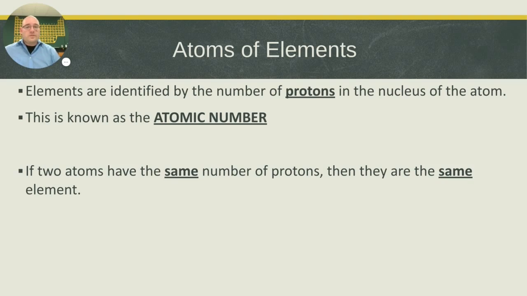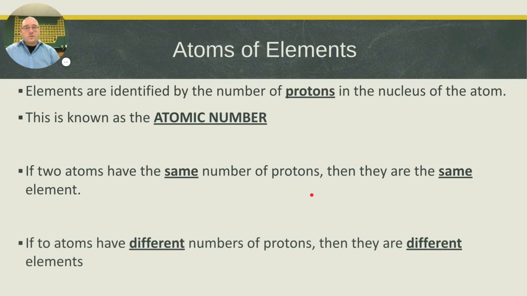Beryllium is 4. Boron is 5. Carbon is 6. So on and so forth. So if you have 2 atoms that have the same number of protons, then they are the same element, no matter what. If I have an atom that has 3 protons, it doesn't matter how many neutrons or electrons it has. If it has 3 protons, it is lithium. No matter what, that's what identifies it.